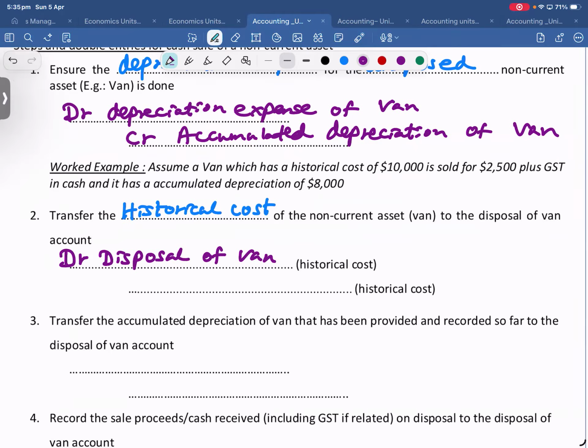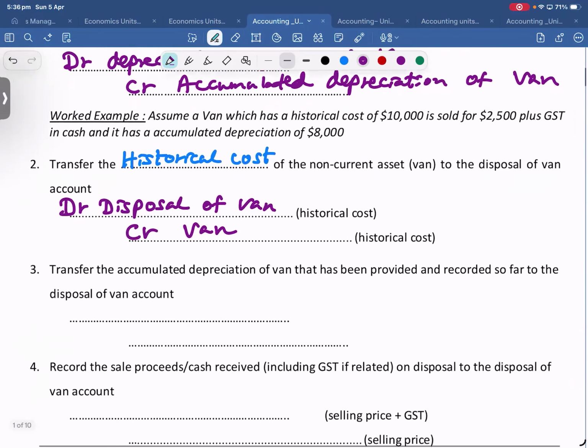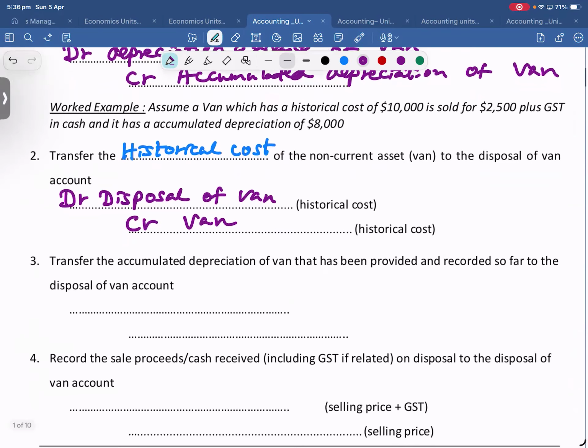Increases what? Yes, the van in the disposal increases. So asset increases, you debit, and you credit the van because our van decreases. In the disposal, our van increases, so you debit, and our van decreases, credit. Okay? The disposal of that, that's a card. It's a neutral account. You're not going to pass it.